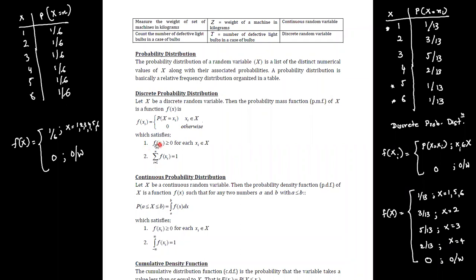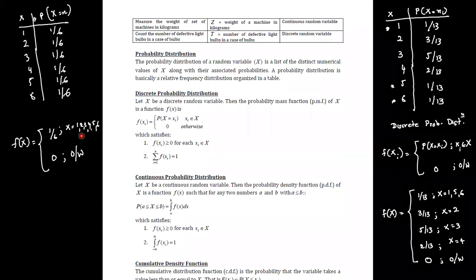The first condition is that all these probability values should be greater than or equal to 0. It means that they cannot have any negative values. Therefore, we have to say that probabilities should always be non-negative values. That is mentioned here: f(xi) should be greater than or equal to 0 for each xi belonging to the set X.